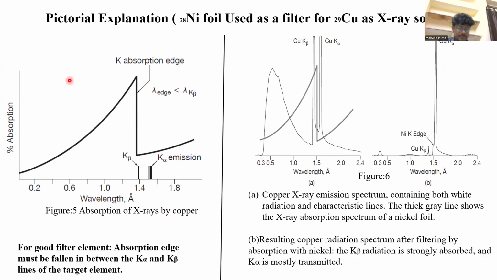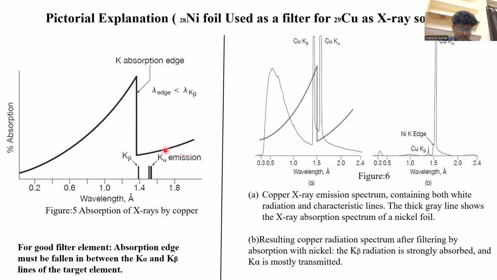This is the pictorial explanation. Figure 5 represents the absorption of X-rays by copper. This pictorial explanation gives a clear idea about the filter, how to choose a filter and why we choose a filter. When we decrease the wavelength, the energy of the X-ray increases, meaning most of the energy will pass through. Simply, absorption will decrease.